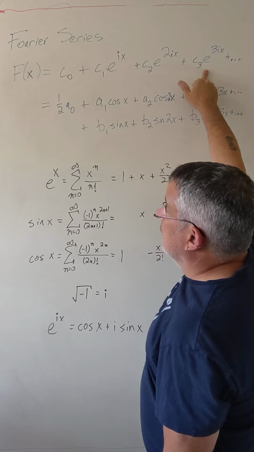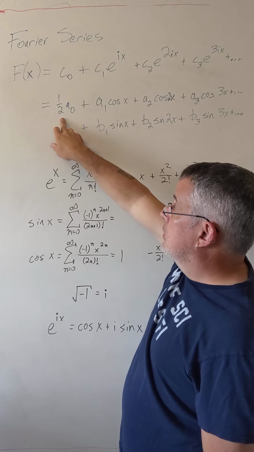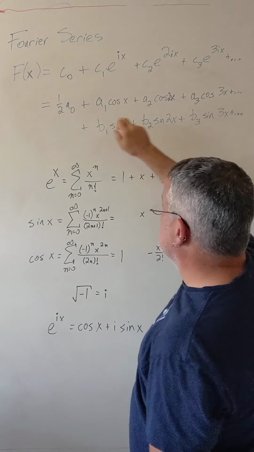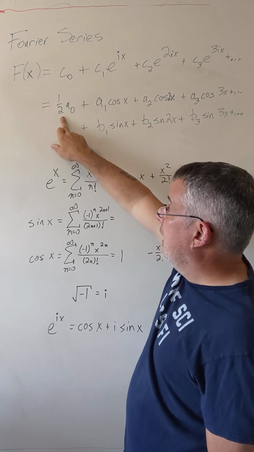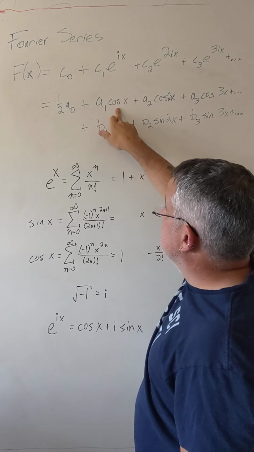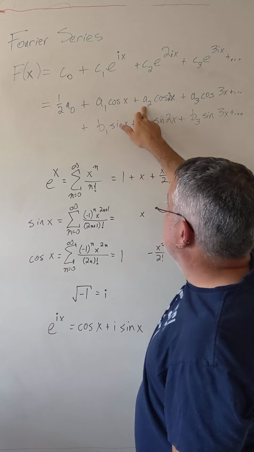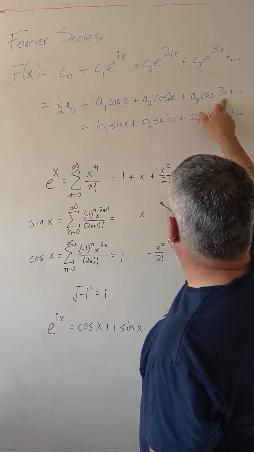Okay, I claim, we're going to see why in a second, this is exactly equivalent to a sum of two different infinite series. The first one, a0 with the 1/2, so that's our constant coefficient, plus a1 times the cosine of x, plus a2 times the cosine of 2 times x, plus a3 times the cosine of 3 times x.